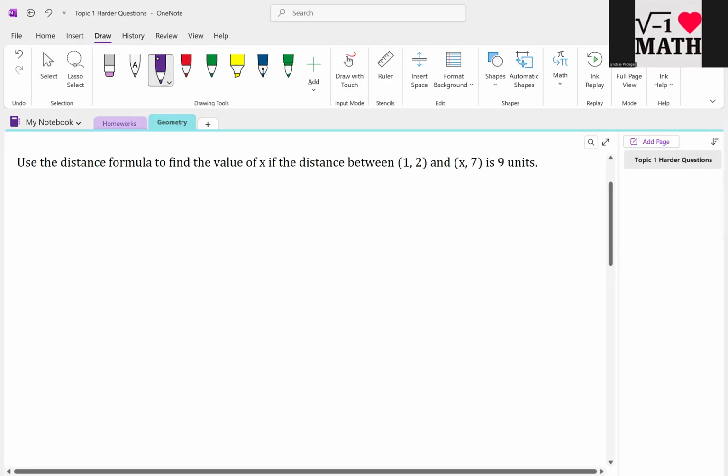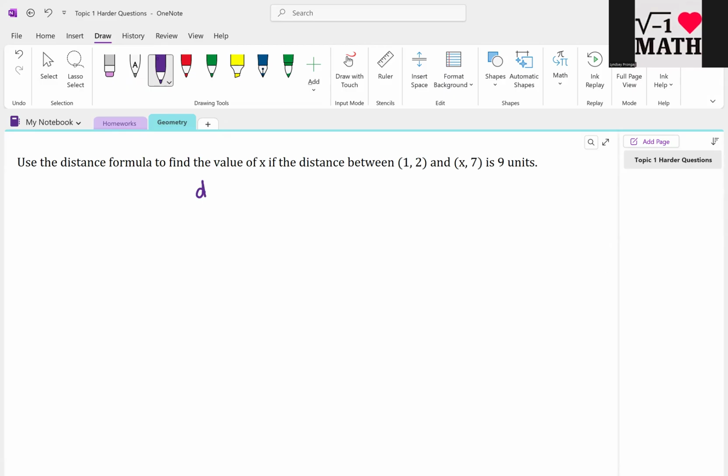Okay, this is one of our slightly harder distance formula questions because it's not asking us to find the distance between 2 points. It's giving us the distance and then asking us to find a missing coordinate, whether it's an X or a Y. Here it happens to be an X. So here I'm going to actually use the distance formula more so than I would in a regular distance formula question.